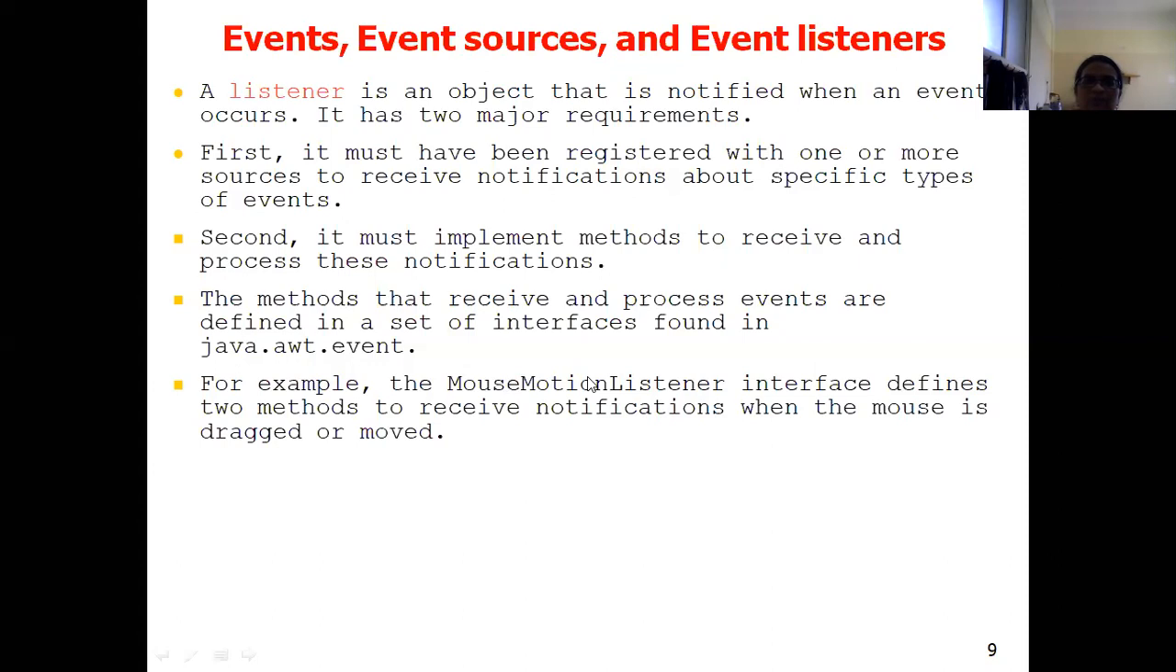For example, the MouseMotionListener interface defines two methods to receive notification when a mouse is dragged or moved. Dragged indicates that you are holding something and dragging it. Moving is just moving. Dragging is like selecting, from the first line to the last line that I am dragging. That is the dragging concept.